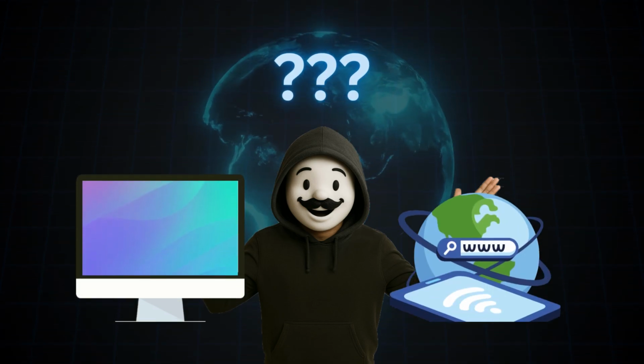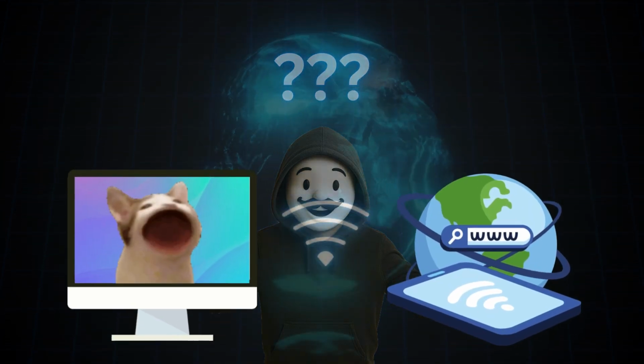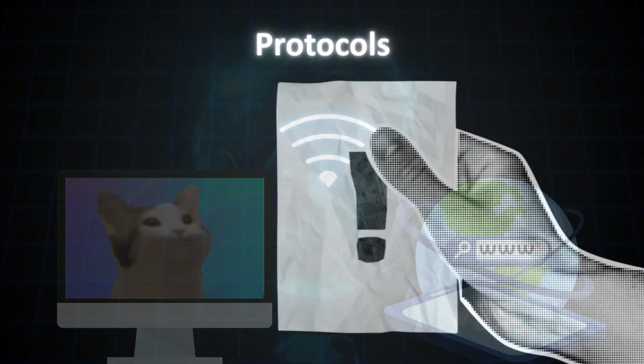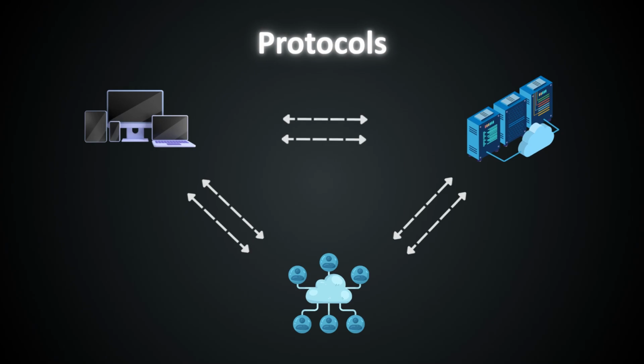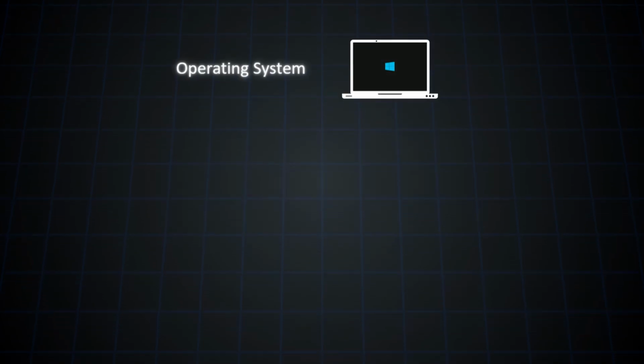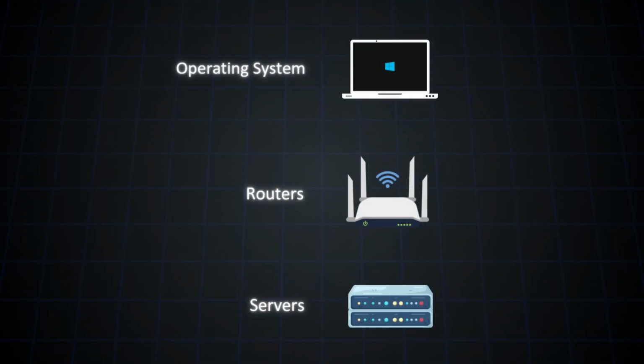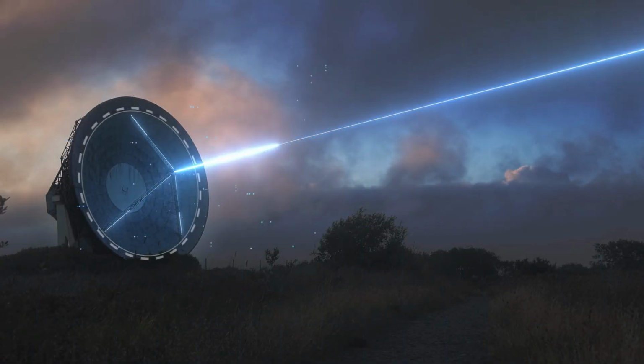Ever wondered how your computer actually talks to the internet? It all happens through protocols, the agreed-upon rules that let devices, servers, and networks exchange information without chaos. They run as software instructions on your operating system, routers, and servers, quietly making sure data knows where to go and how to get there.